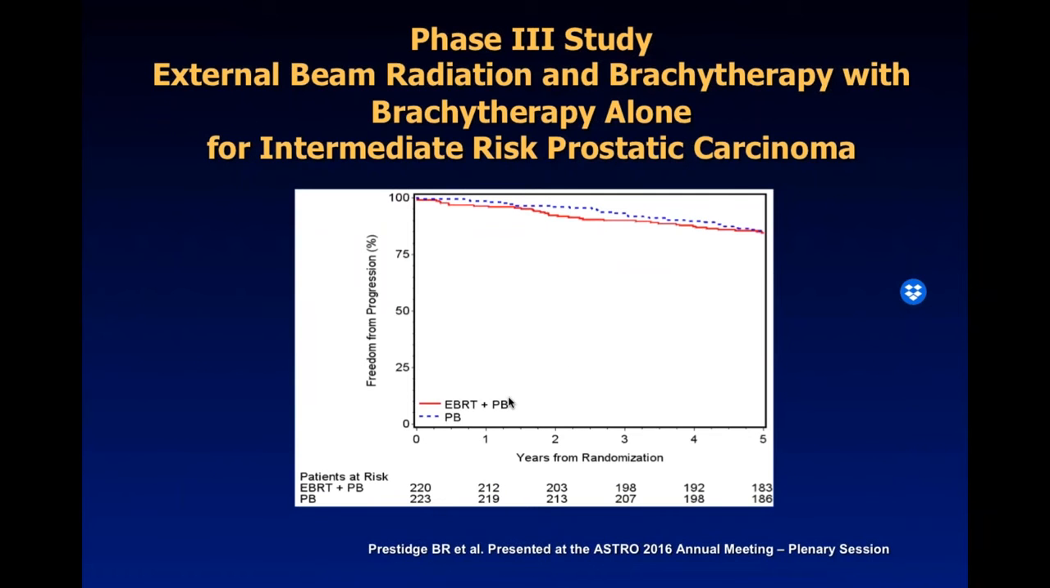At the same time, we have another phase 3 randomized trial that's also just been presented through the RTOG. This is randomized trial 0232. This is on intermediate risk patients with the goal of looking at external beam plus an implant boost versus monotherapy. And the preliminary outcomes from this study, presented by Dr. Brad Pressage, who's the PI, demonstrate no difference between using external beam with a boost versus doing monotherapy in this particular trial.